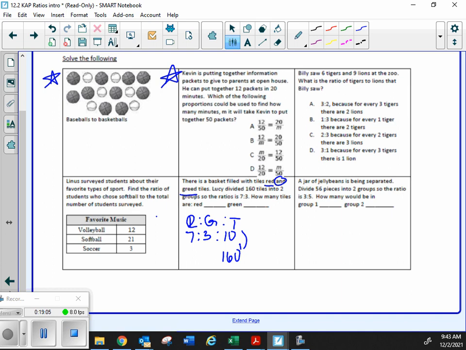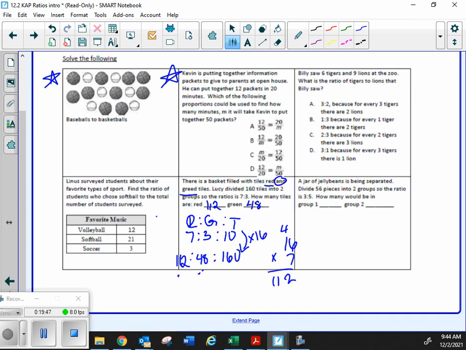So I have to ask myself, how did I go from 10 to 160? The answer is times 16. So what I do to one, I need to do to all of them. I need to do 3 times 16, which is 48, and then 7 times 16, which is 112. If I wanted to check, I could add 112 plus 48, and that would give me 160. Yes, and those are my 2 groups, the red and the green. Okay? All right, the next one.